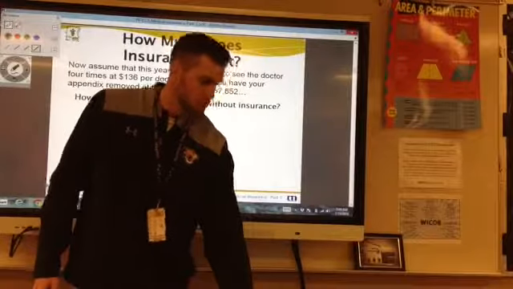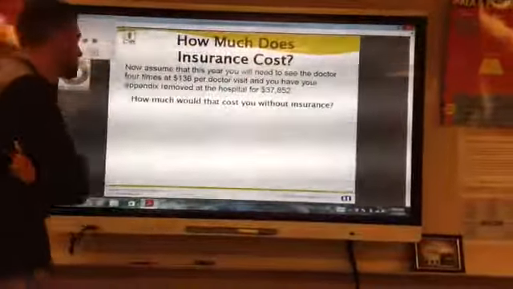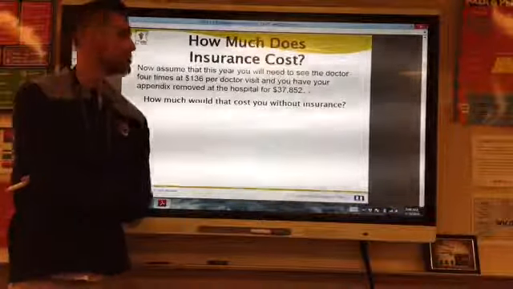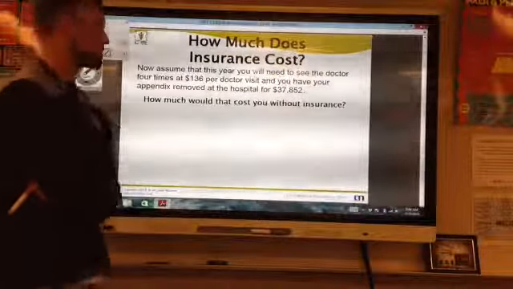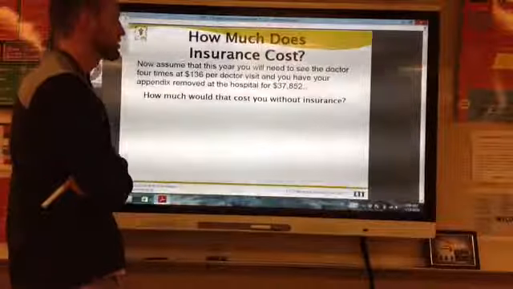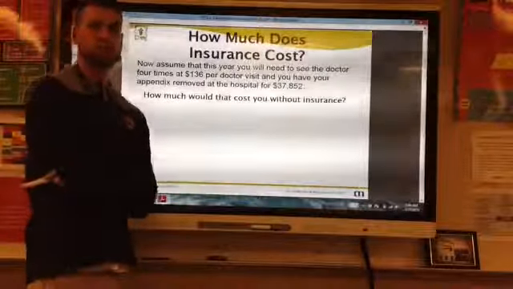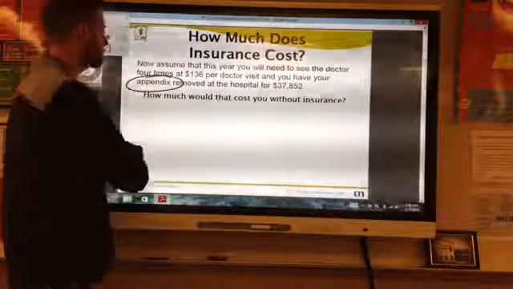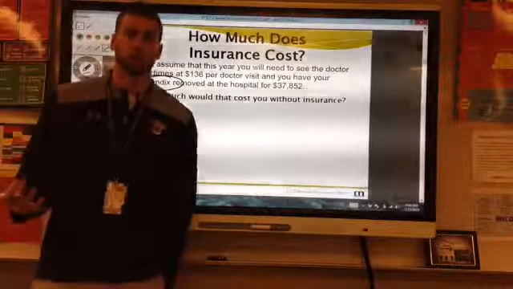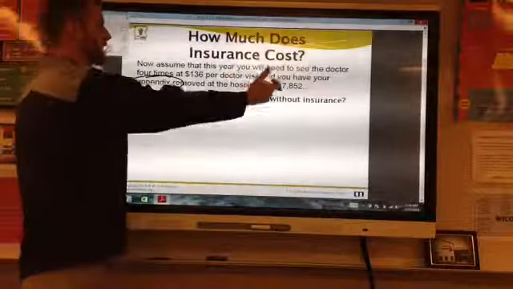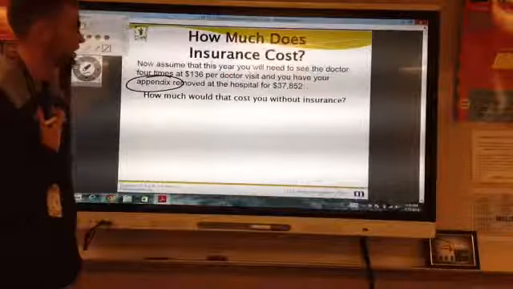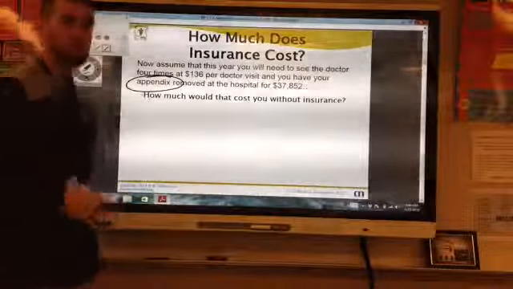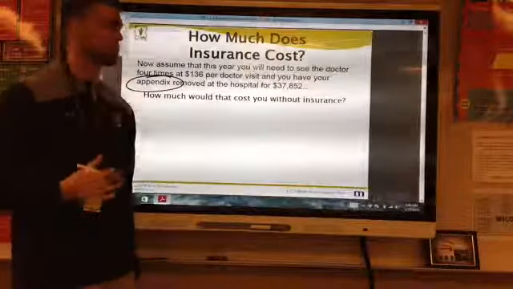Now assume that this year you'll need to see the doctor 4 times. Each time is $136. And you have your appendix removed at the hospital for $37,852. Now this is a really good example because this could happen to anybody. We have no control over that, right? So this is a kind of an eye-opener for even myself. Like, that's a lot of money. And I have no control over if my appendix goes out or not.